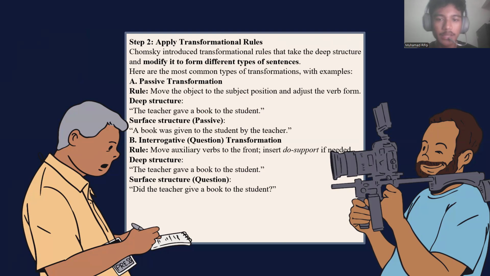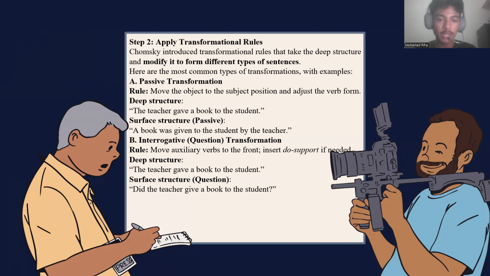Here are the most common types of transformation with examples. A passive transformation: move the object to the subject position and adjust the verb form. The deep structure, the teacher gave a book to the student, becomes, as a surface structure passive, a book was given to the student by the teacher.